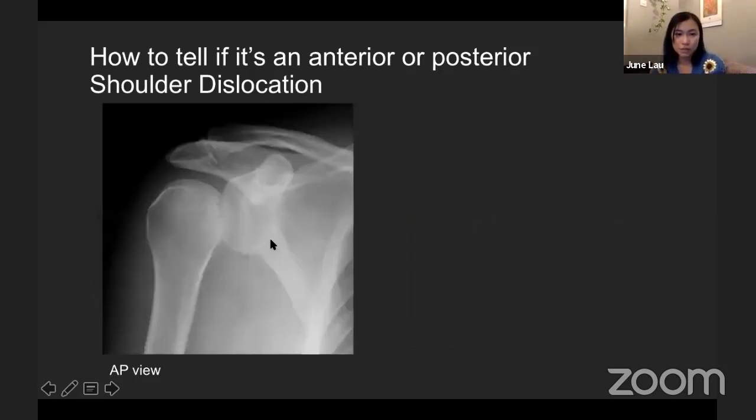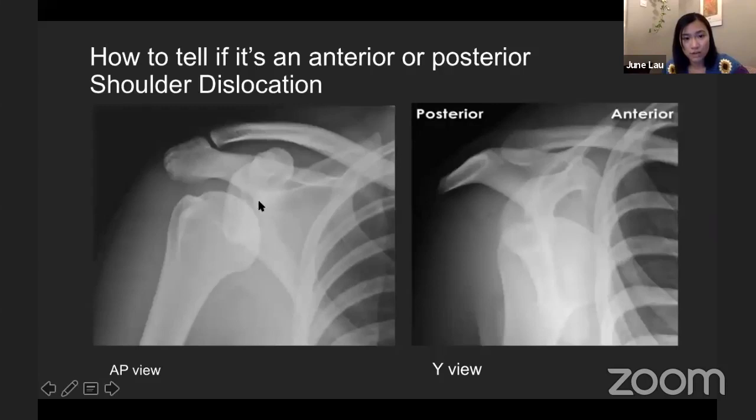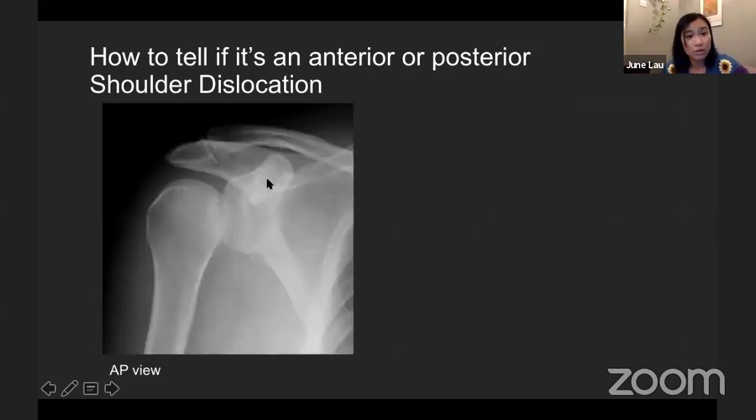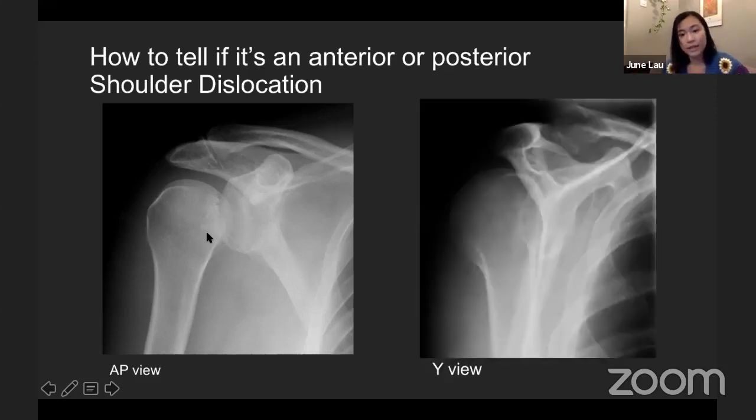Similarly, with a posterior shoulder dislocation, you'll find that it will be more superior, whereas before this was more underneath the coracoid and this is kind of nowhere near the coracoid. And it also has this classic shape, which doesn't always happen, but when it does, it's quite nice to see. It's called a light bulb humerus, or humeral head light bulb shape. And when you do a Y view, you can see the humeral head is displaced posteriorly towards the acromion. So posterior dislocation versus anterior dislocation.